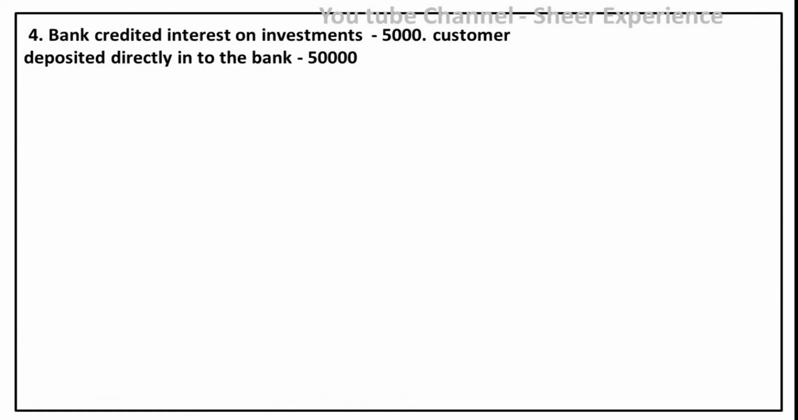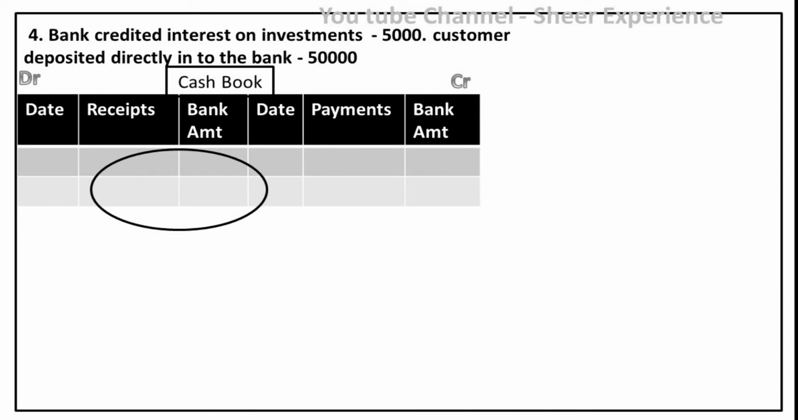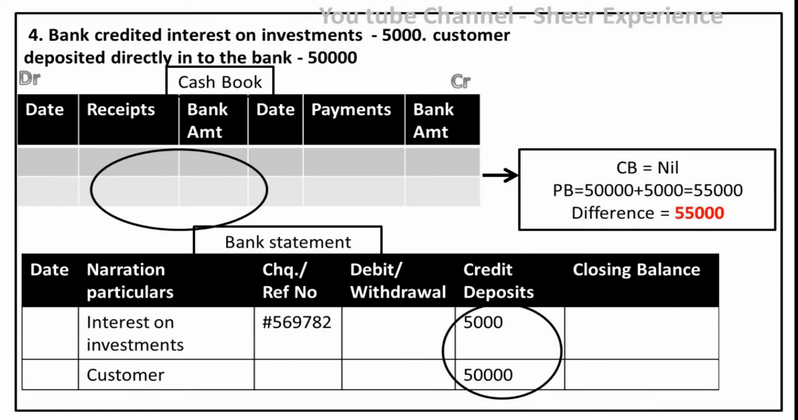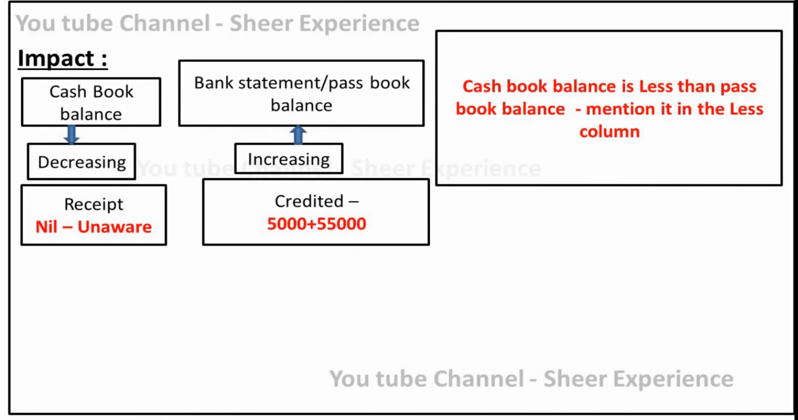Our next transaction is bank credited interest on investments 5,000 and also customer deposited directly into the bank 50,000. In these two scenarios, we are not aware about the bank statement entries. So we have not recorded these transactions in our cash book. In the bank statement on the credit side, 5,000 and 50,000 are appearing. 5,000 is for interest on investments and 50,000 is for customer directly deposited into bank. So overall difference is 55,000. So bank balance is more than cash book balance.